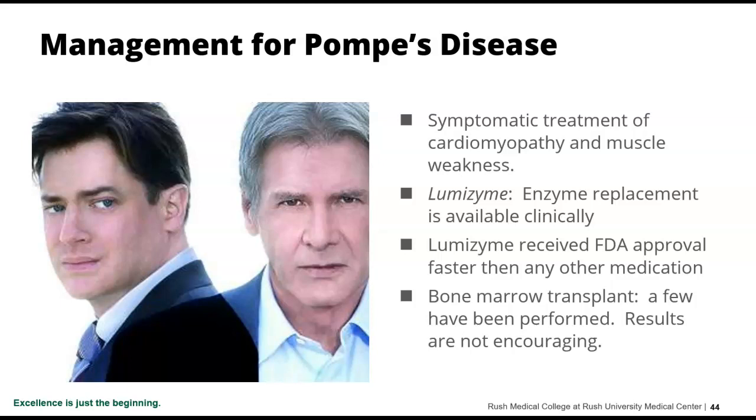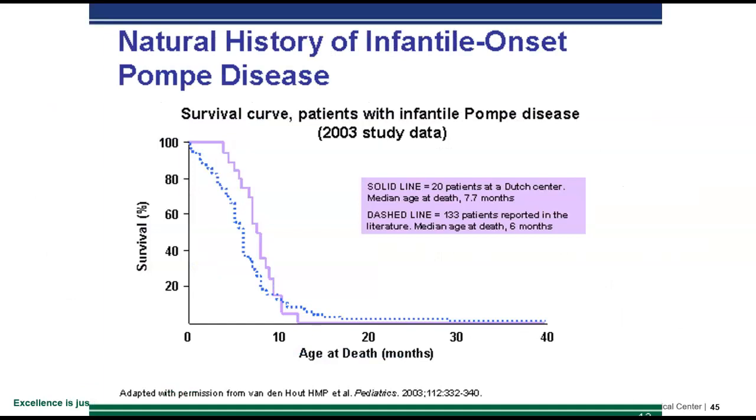The outcomes are not encouraging, and the reason is that by the time we diagnose this baby, they have low muscle tone, they have a big tongue, they're not able to eat, they're at risk of infections, and most of them succumb to the disease. And here, unfortunately, is the survival curve of infantile Pompe, and basically they're mostly deceased by about 10 months of age.